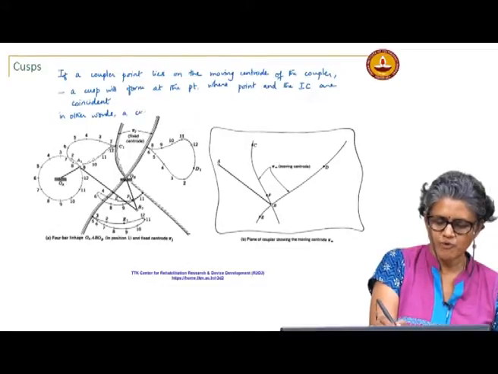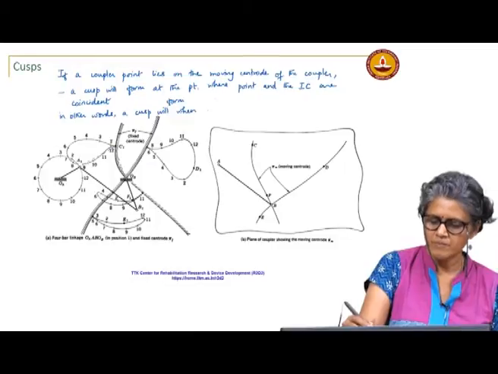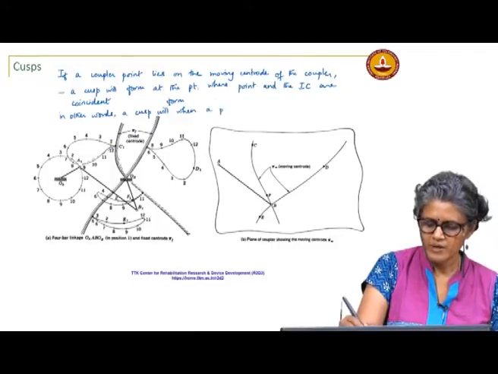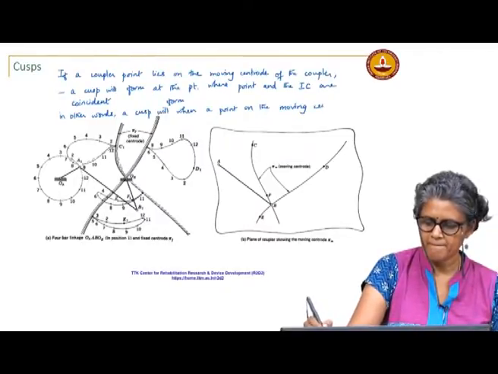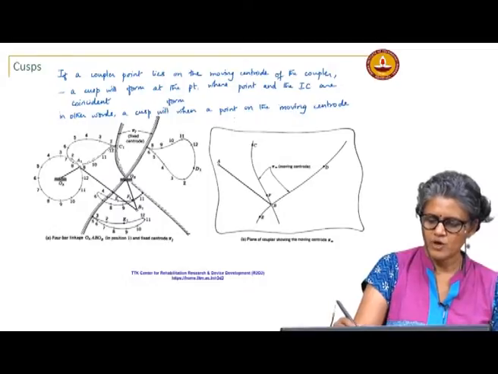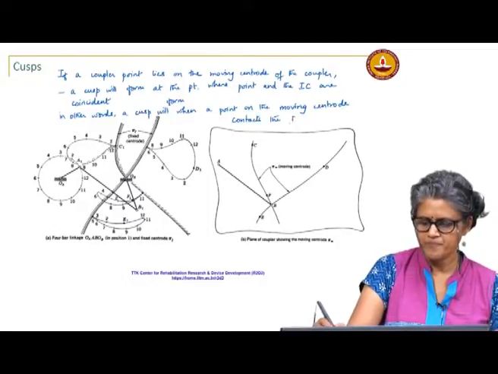A cusp will form when a point on the moving centroid contacts the fixed centroid.